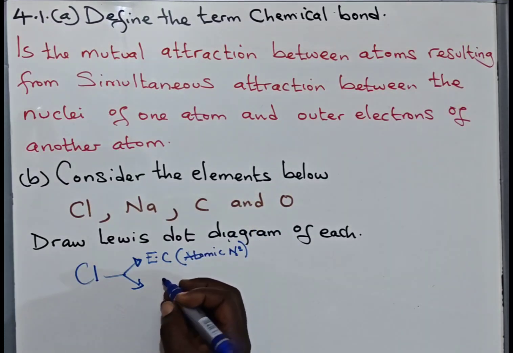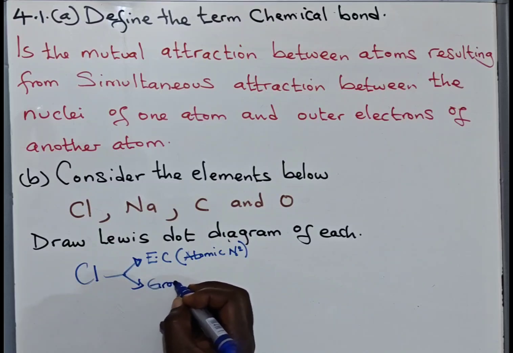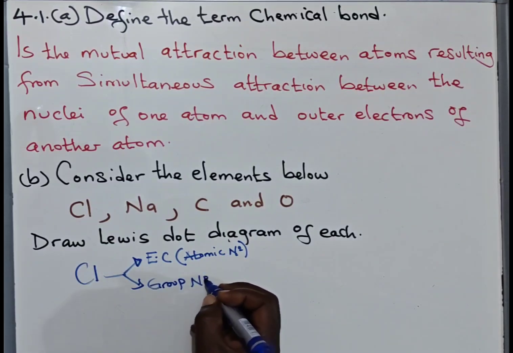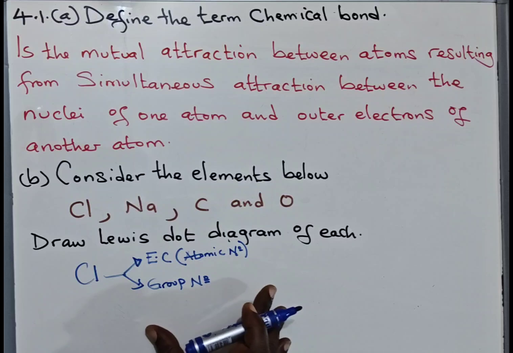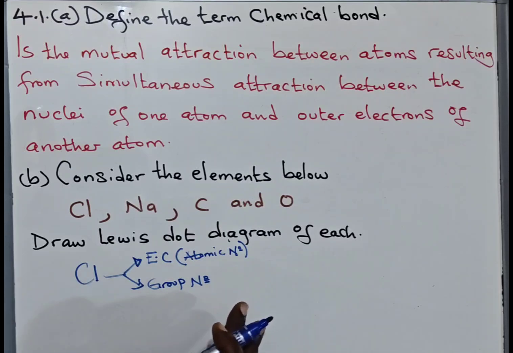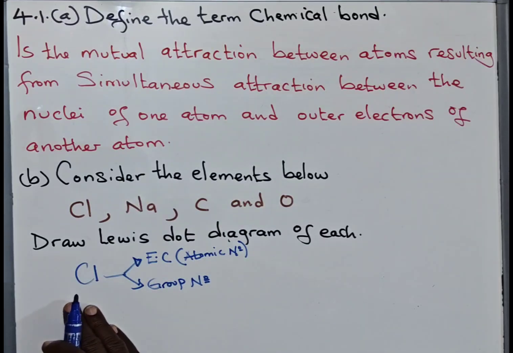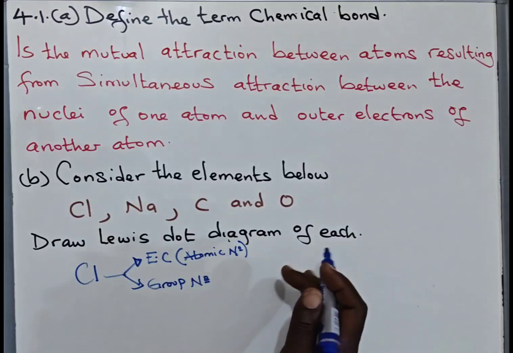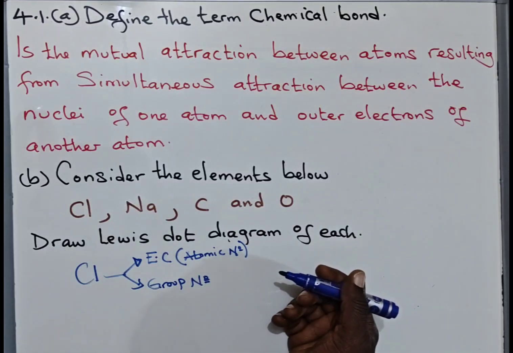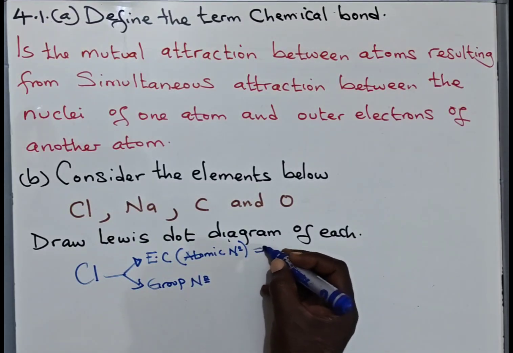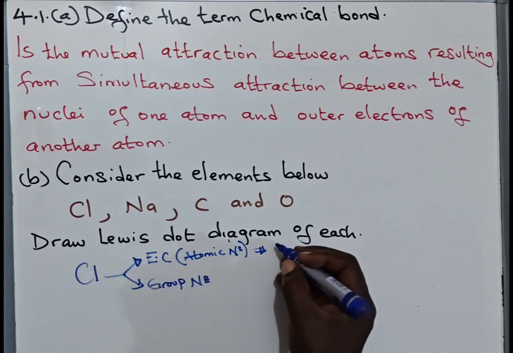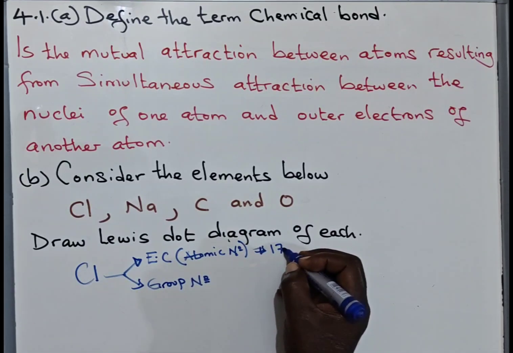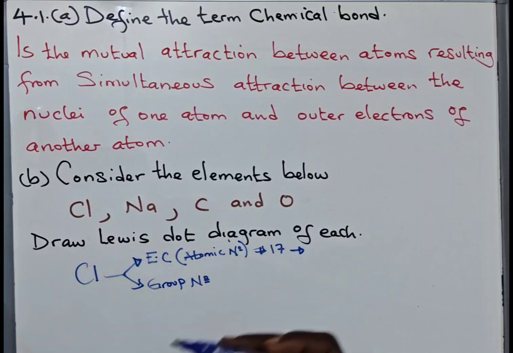Another approach, we can use the group number. What are we trying to do here? We are trying to find out how we can obtain the number of electrons we are going to distribute around chlorine. If we use the electronic configuration, you need the atomic number, and the atomic number for chlorine is 17. So how do we get it? This is what we do.